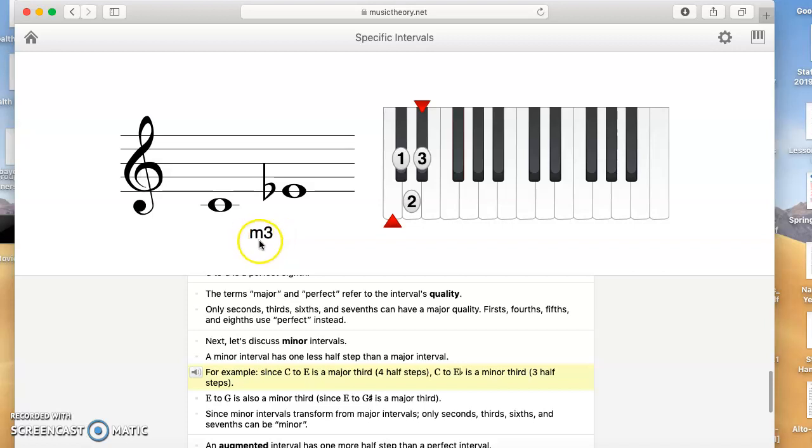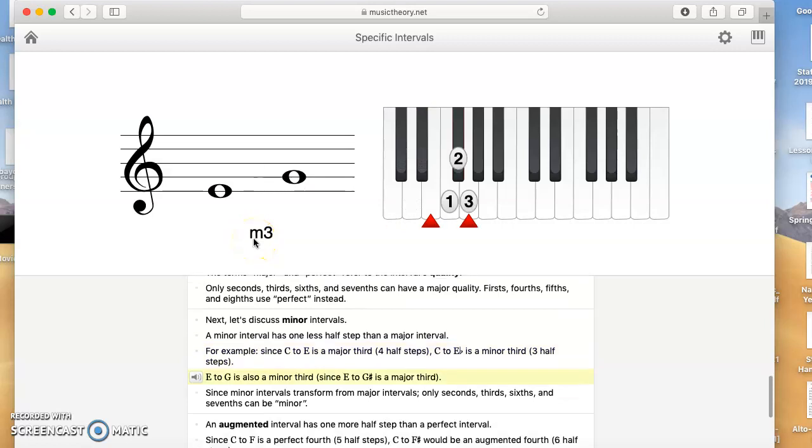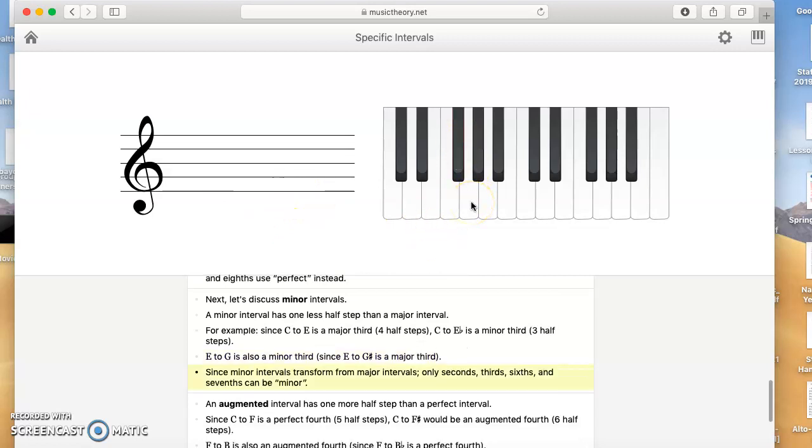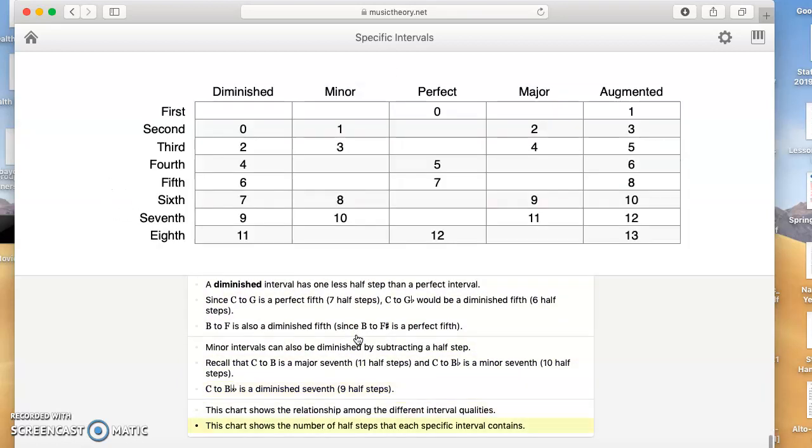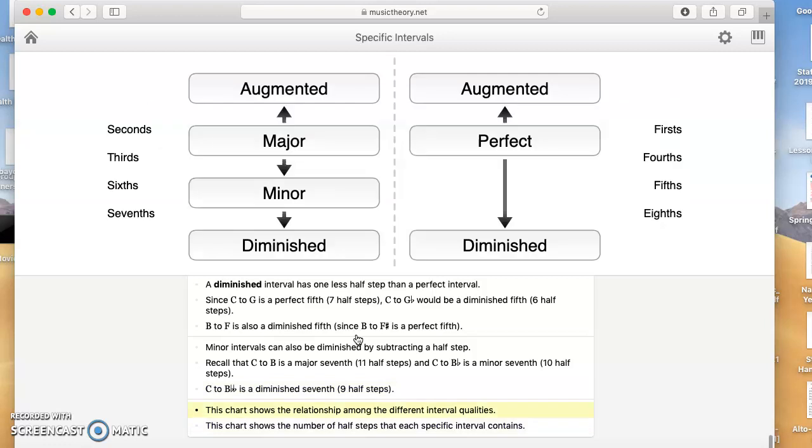Notice the minor is denoted by a lowercase m. E to G is also a minor third. It only has 3 half steps. 1, 2, 3. Only seconds, thirds, sixths, and sevenths can be minor. Okay, so that's all we're going to do today. In this lesson, it does talk about augmented and diminished intervals, but for now, we're not going to talk about those.